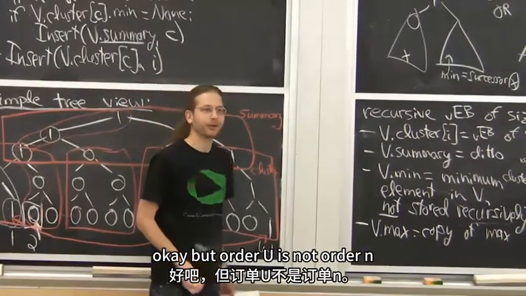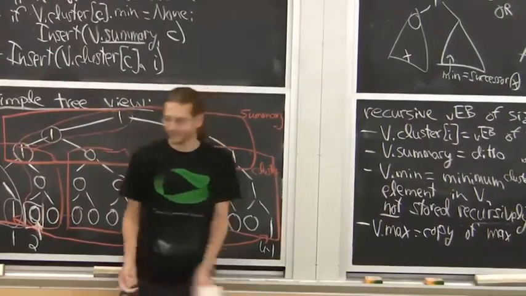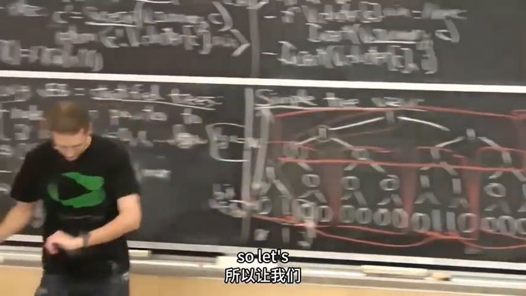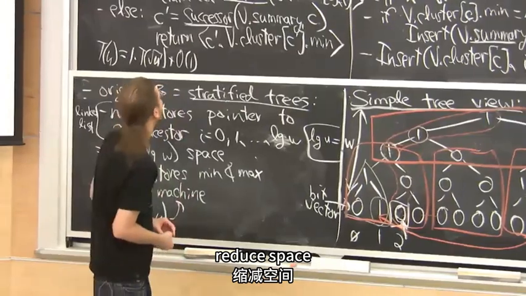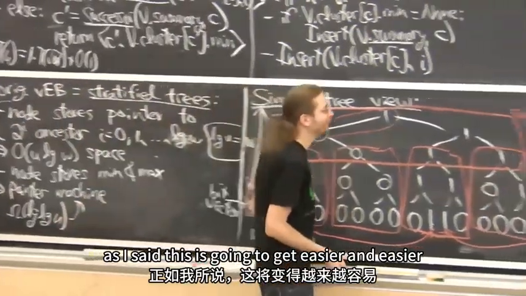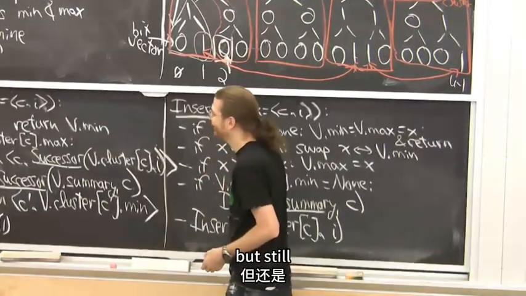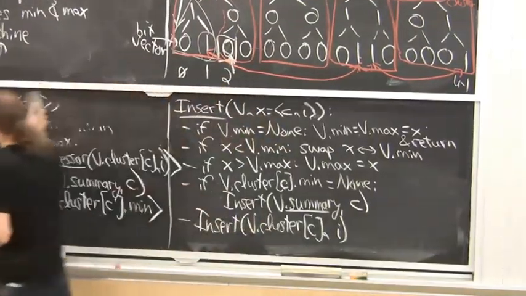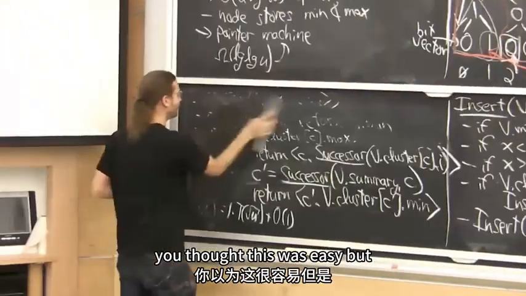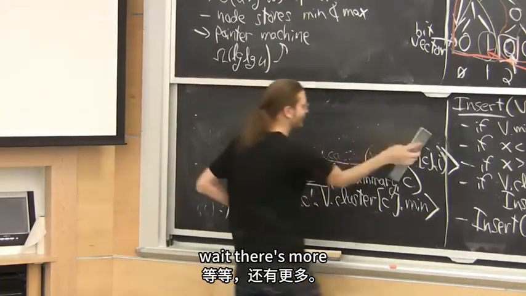Okay, but order U is not order N. I want order N space, darn it. So let's reduce space. As I said, this is going to get easier and easier. By the end, we will have very little of a data structure, but still we'll have log U. And you thought this was easy, but wait, there's more.